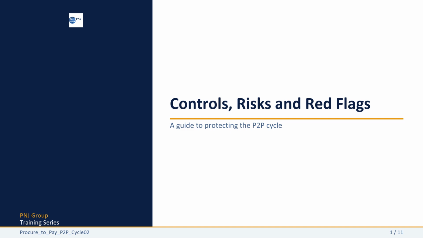Welcome to Section 6. We have walked through the full P2P cycle operationally and in the accounting records. Now we step back and look at the cycle through a risk and control lens. What are the real threats in this cycle? What controls prevent them? What detects them when they occur anyway? And what are the signals, the red flags, that tell you the cycle is breaking down before the damage becomes visible on the financial statements?